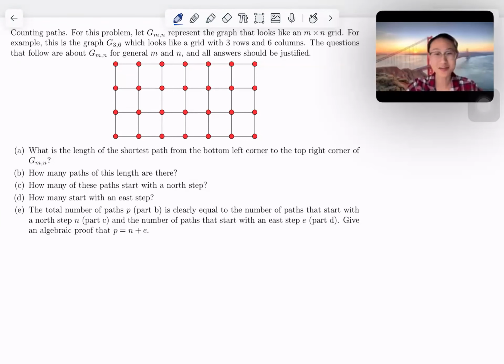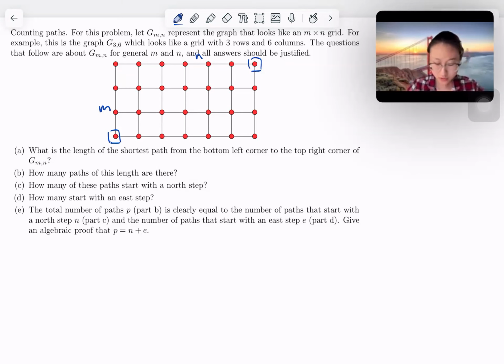Hi, I'm Laurel. Today I'm going to present a counting concept, which is counting paths. I will go through this concept with a classic question. Here is an n times n grid, and the question asks us to go from the bottom left corner to the top right corner.